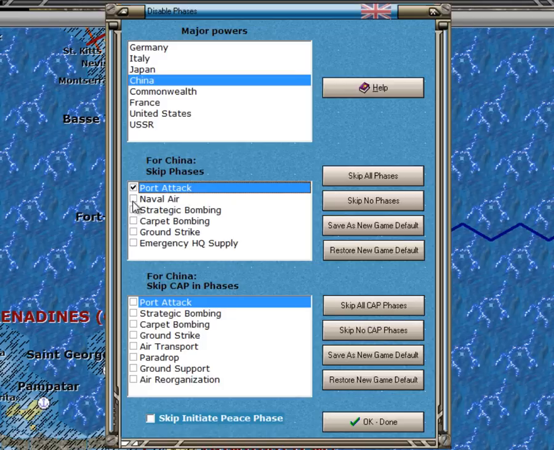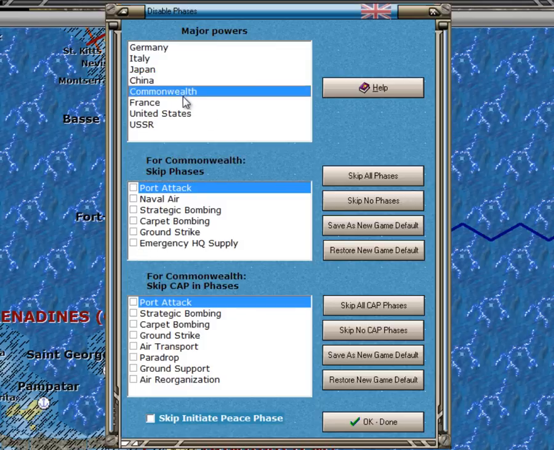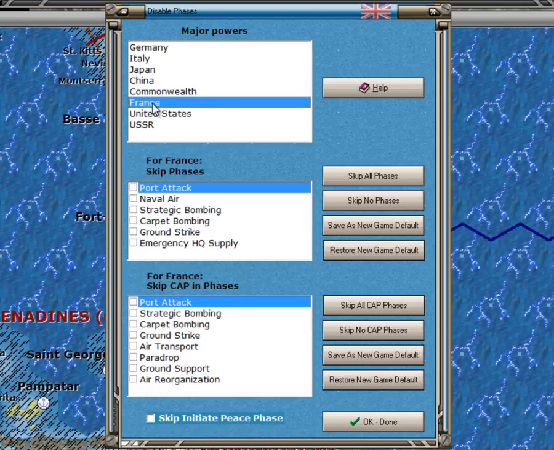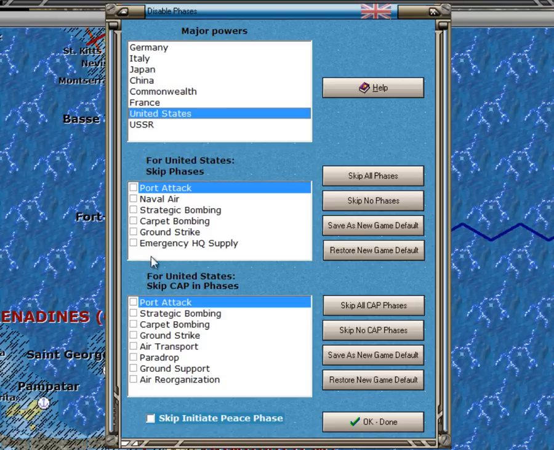They also are unlikely to do naval air. And they're unlikely to do strategic bombing since their air units are unable to reach Japan, but they are likely to do carpet bombing and ground strike, and maybe some emergency HQ supply. So this is done by each major power, and you click on these major powers, and then you can click on the check boxes to decide which ones you want to skip. The third panel shows another set of phases.